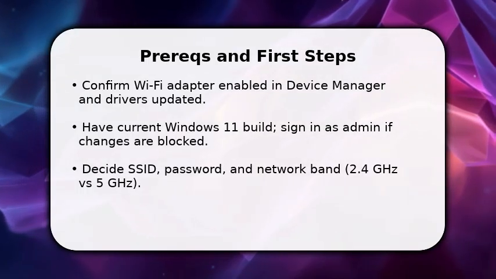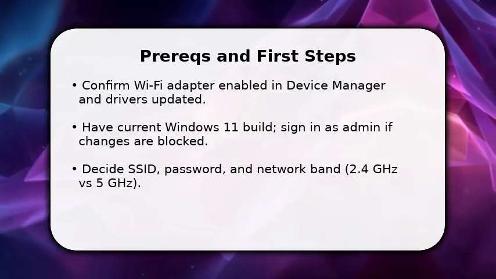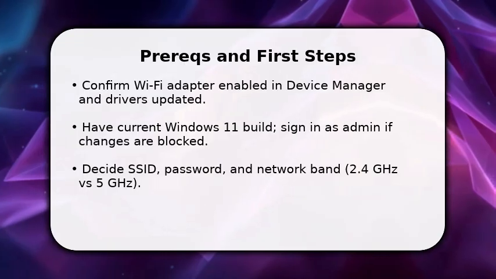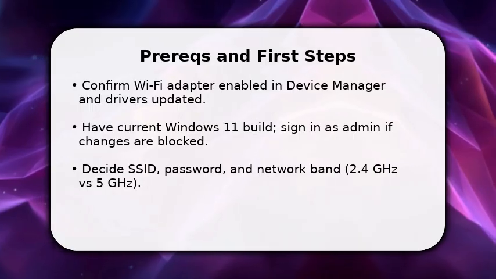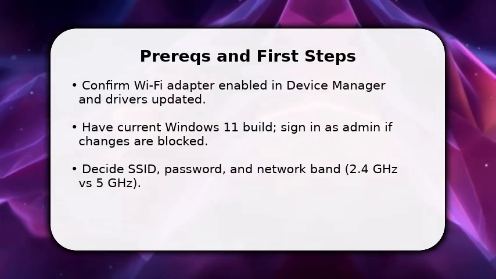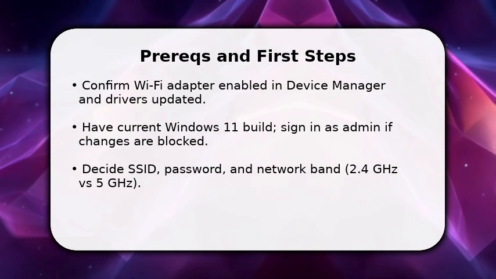Click Mobile Hotspot and choose which connection to share, Wi-Fi or Ethernet. Set a clear network name, SSID, and a strong password in the fields. This gets you into the configuration screen, so you can control band and power settings next.